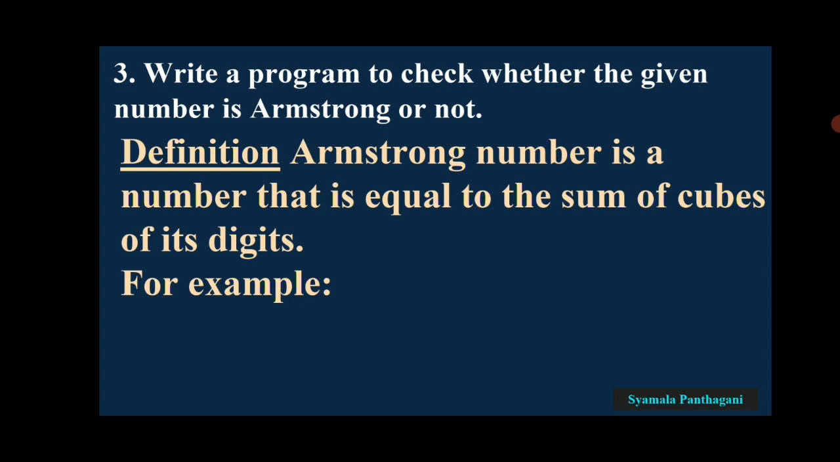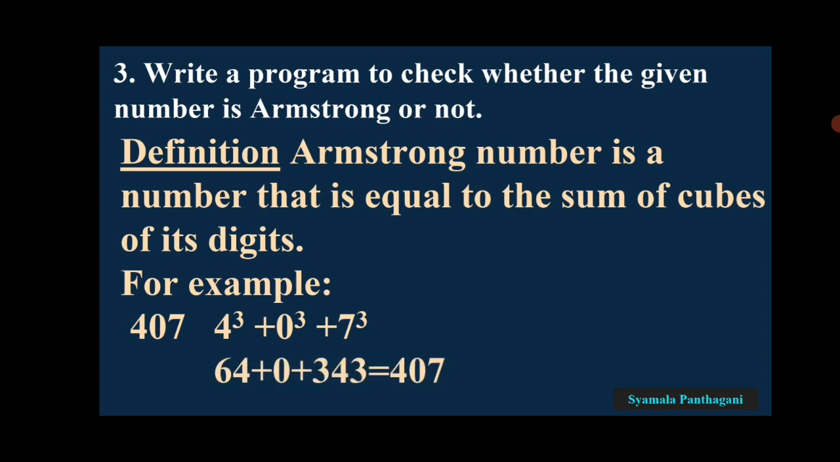For example, 407 is there. In 407, you just take the cubes of each digit, that is 4 cube plus 0 cube plus 7 cube. What is the answer? 4 cube means 64, plus 0 cube means 0, plus 7 cube means 343. Again add all these: 64 plus 0 plus 343 is equal to 407.